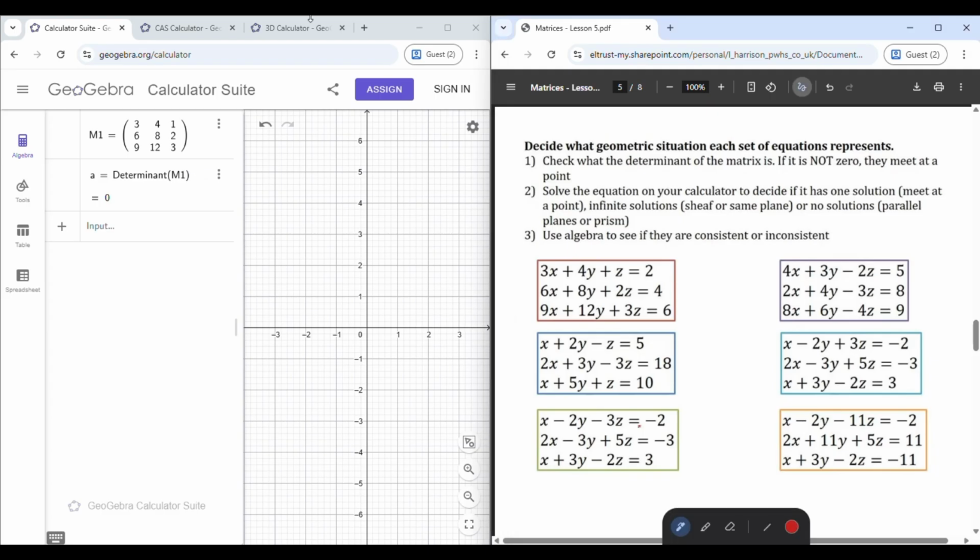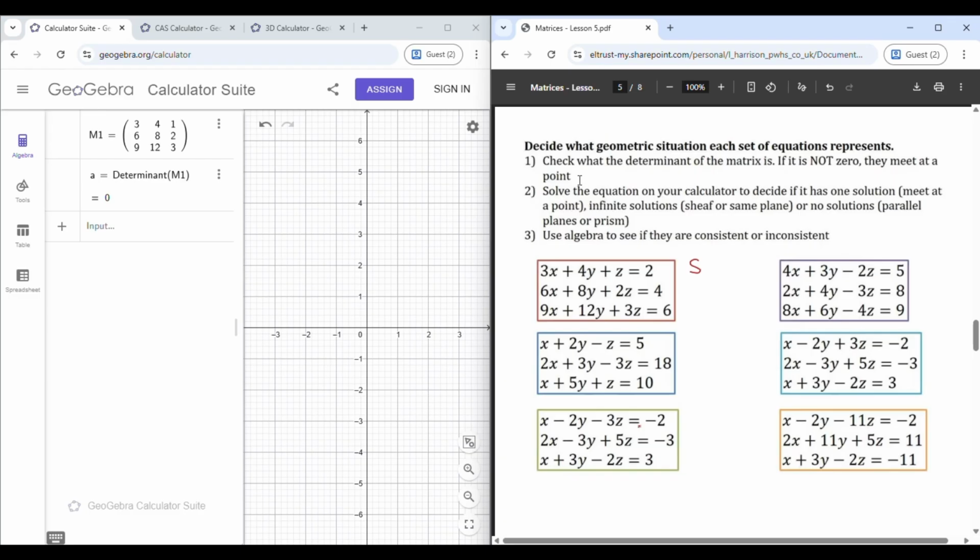So I'm just going to write a little S for singular there. So we know, therefore, they're not going to meet at a single point. They're either going to have infinitely many solutions, so a sheaf, or they are the same plane, or they are going to have no solutions, being inconsistent, meaning they're going to be parallel to each other or form a prism.